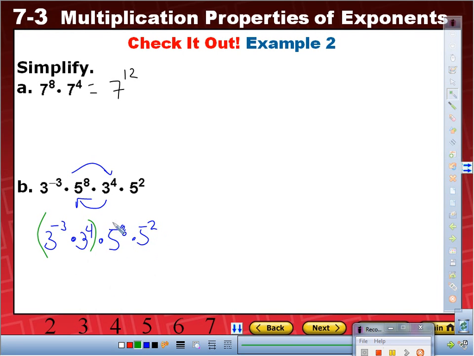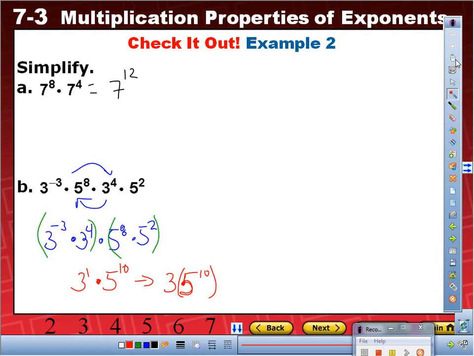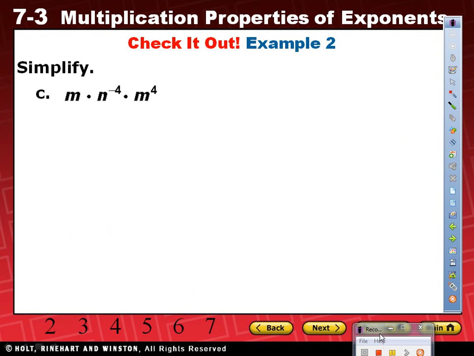Associative property, these two and these two. Let's look at these two. Same base? Yeah. So therefore this is 3 to the, what is negative 3 plus 4? 1. And then I have times. Same base right here? Yeah. So this is 5 to the, 8 plus 2, that's 10. And if we rewrite that, this becomes 3 to the, you know what? I'm not going to write the multiplication sign. I'm going to write it in parentheses and to the 10. Next, copy these down. Go.